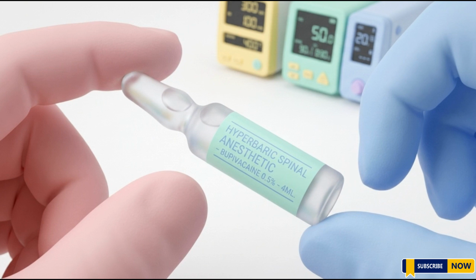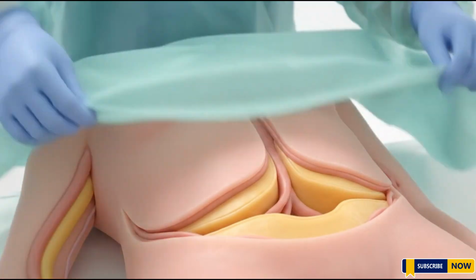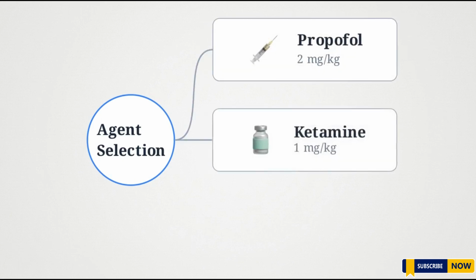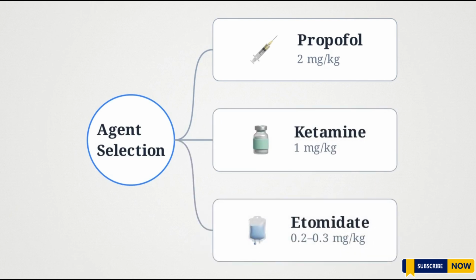The precise pharmacological formula for this spinal block is 1.6 to 1.8 milliliters of 0.75. The paralytic is paired with an induction agent, propofol at 2 milligrams per kilogram, ketamine at 1 milligram per kilogram, or etomidate at 0.2 to 0.3 milligrams per kilogram.